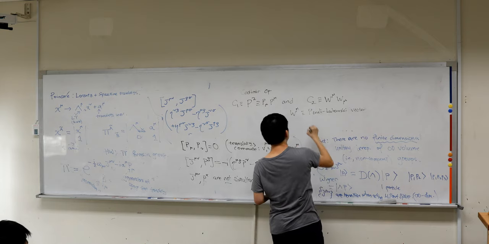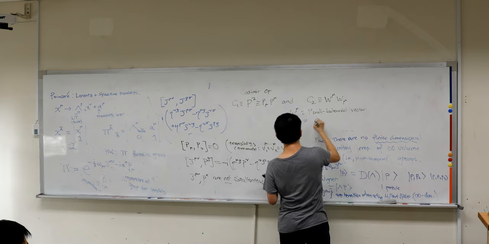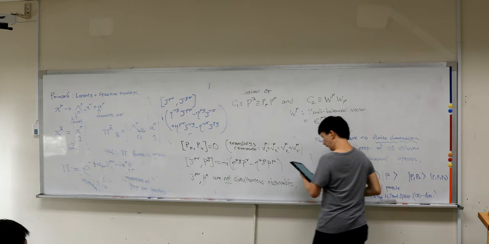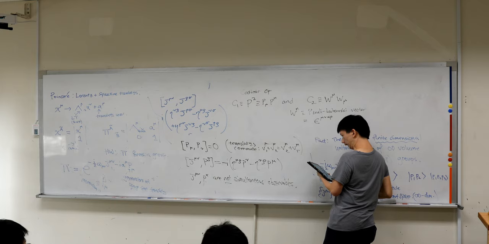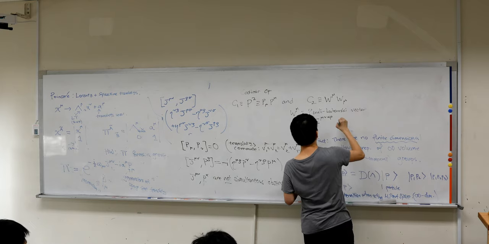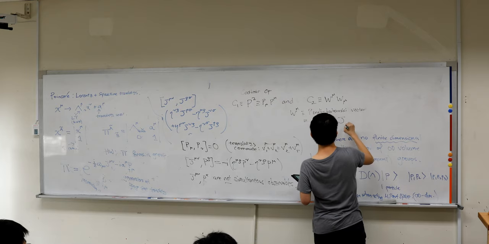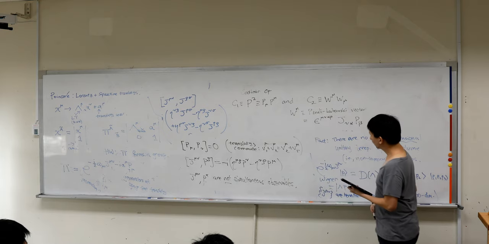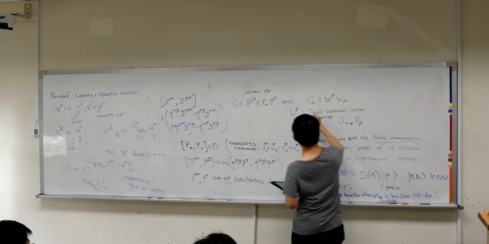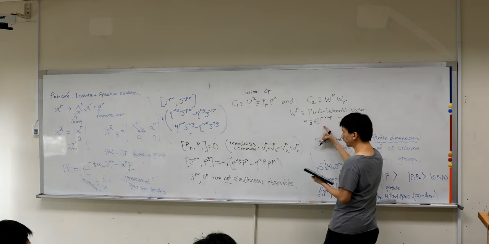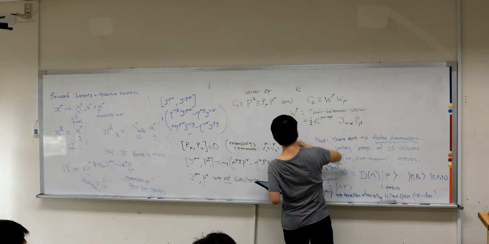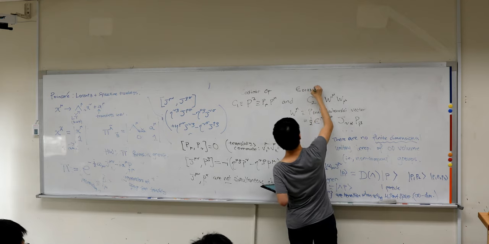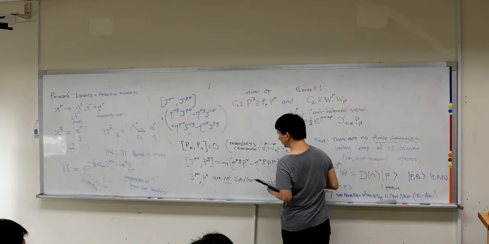and it is given by one half epsilon mu nu alpha beta, and then J nu alpha P beta. Now I look up what the four-dimensional epsilon is. What I'm going to do is call epsilon 0, 1, 2, 3 equal to 1, and then treat it as a tensor.